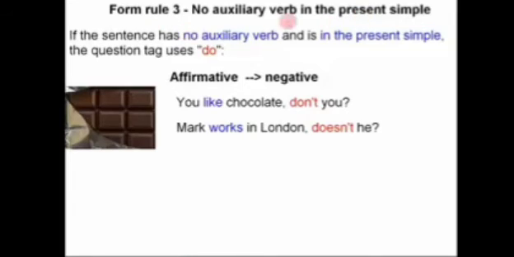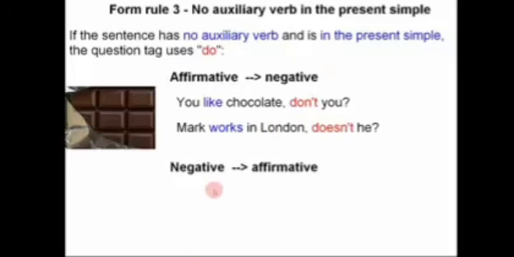Works is in the simple present tense, so it takes the verb do in the negative. Works takes the question tag doesn't, because the verb in the main sentence is a singular verb. So doesn't is a singular form of do. Good.